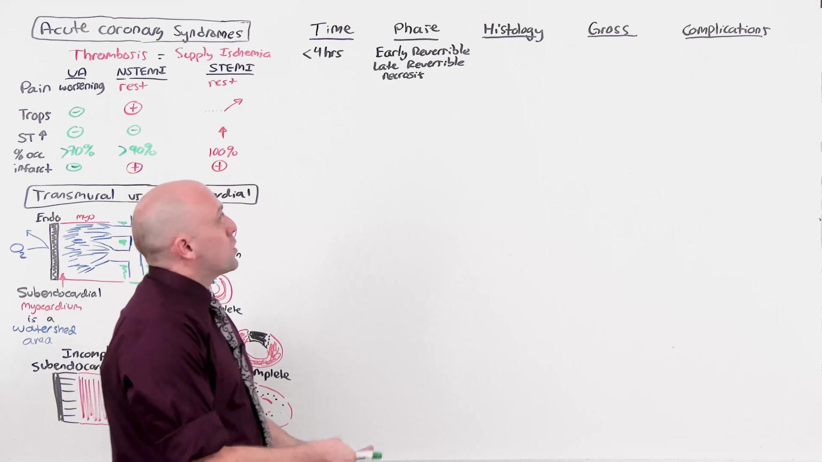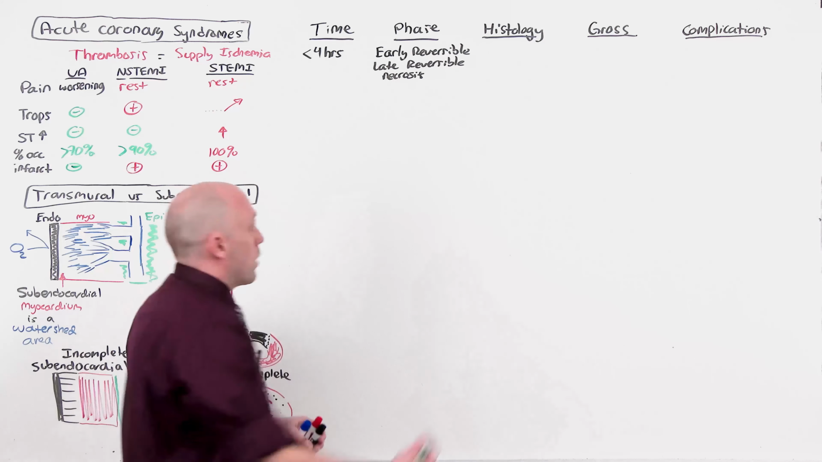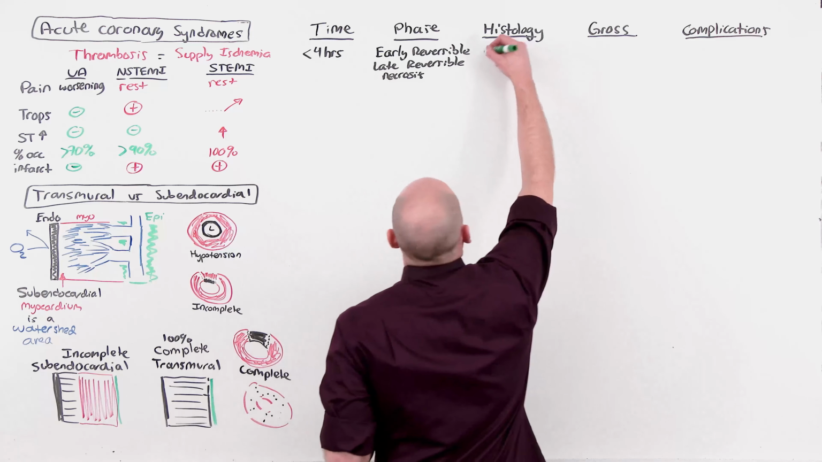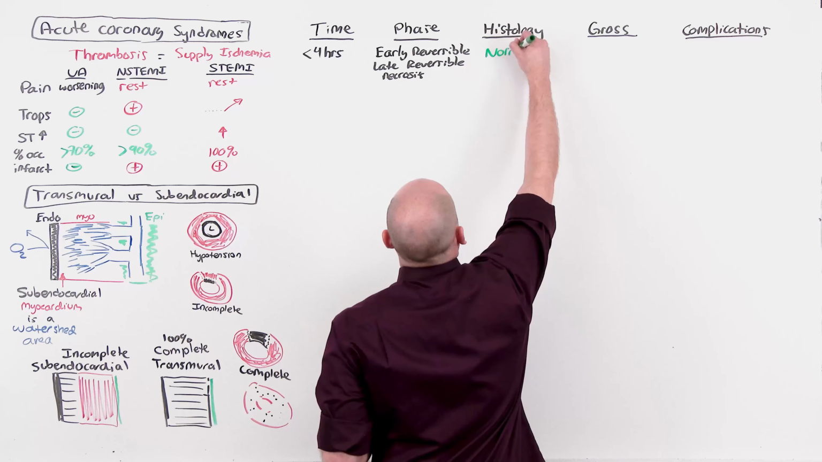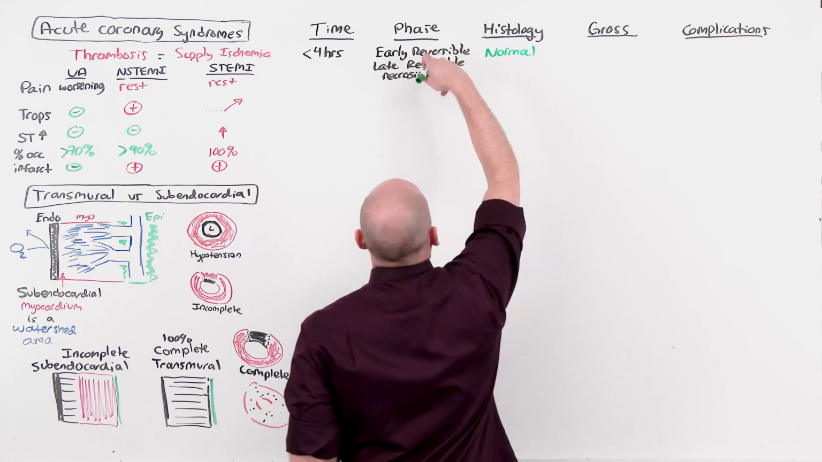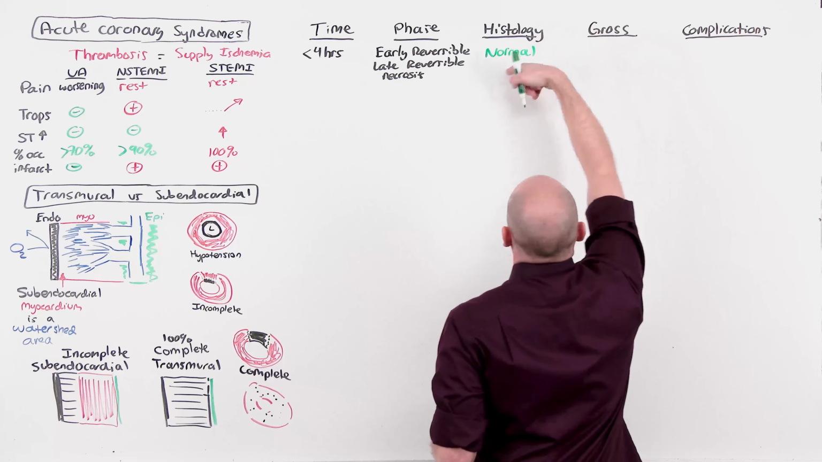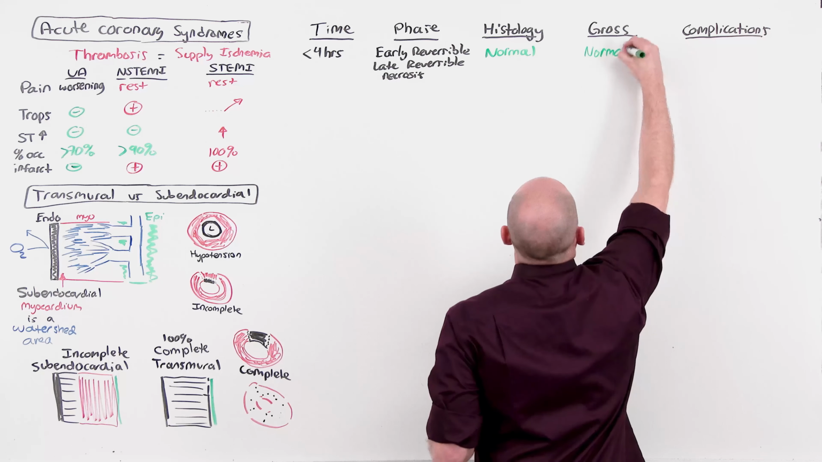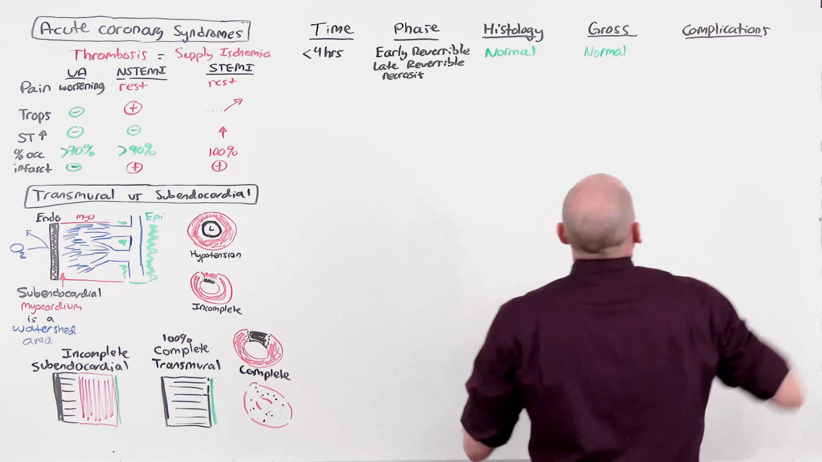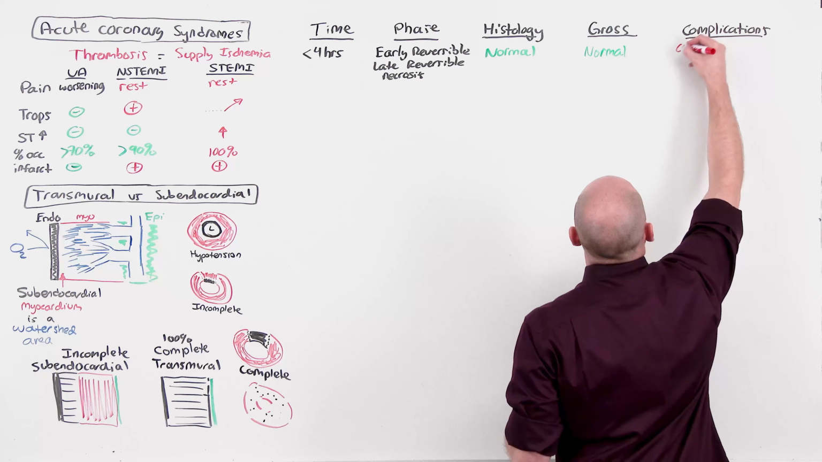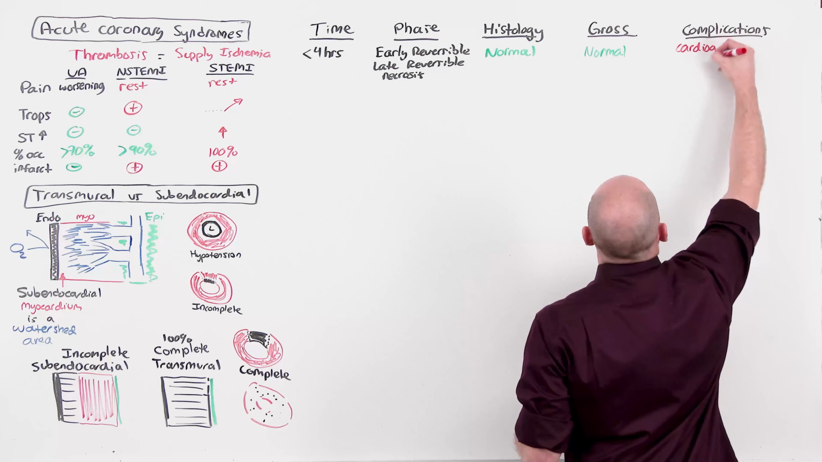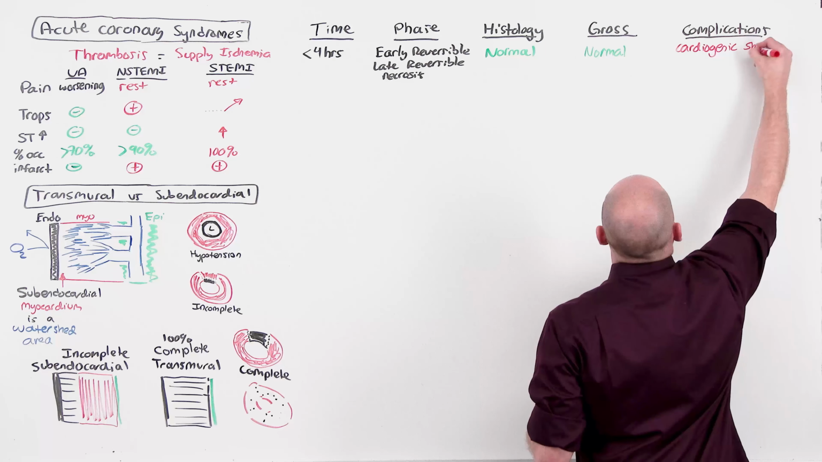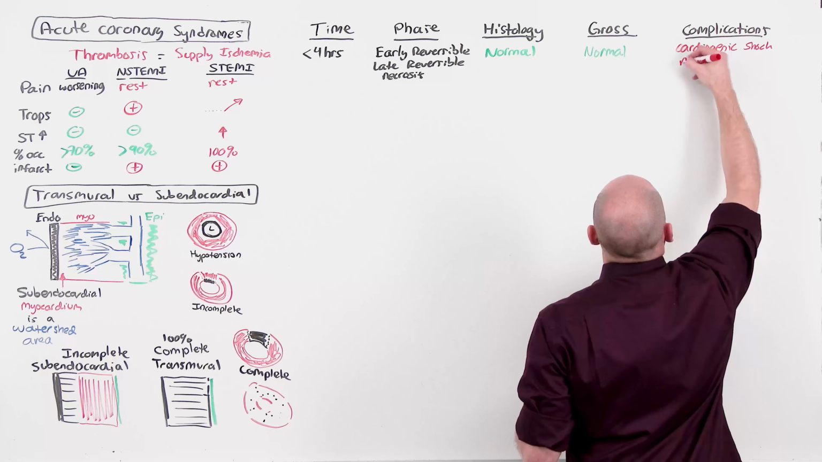And so if the person were to die in the first 4 hours from thrombosis, the histology would appear completely normal. On light microscopy, you can't see this. The gross, because the histology is normal, will be completely normal. The complications, however, are either cardiogenic shock or arrhythmia.